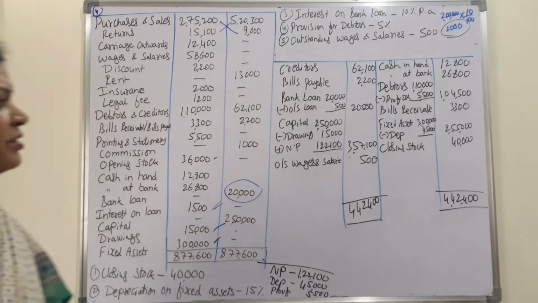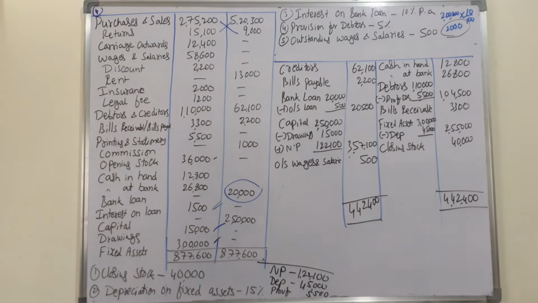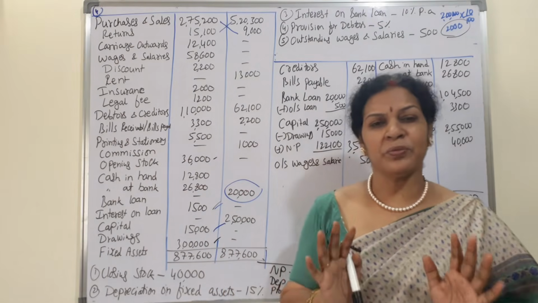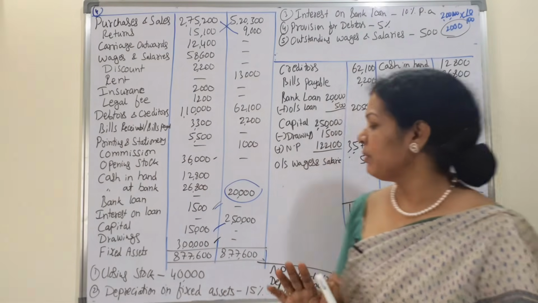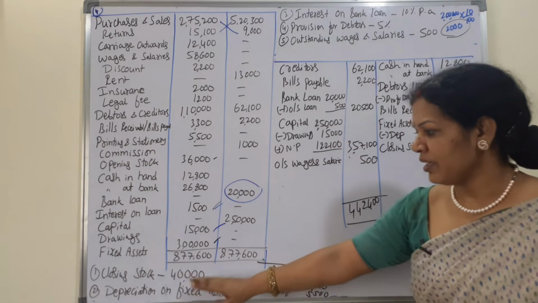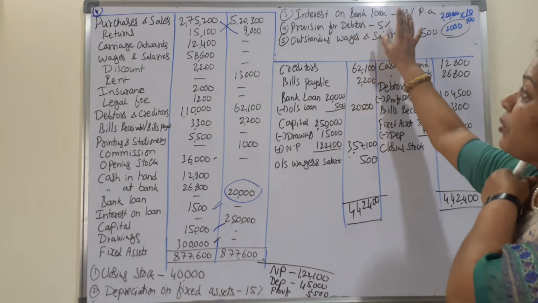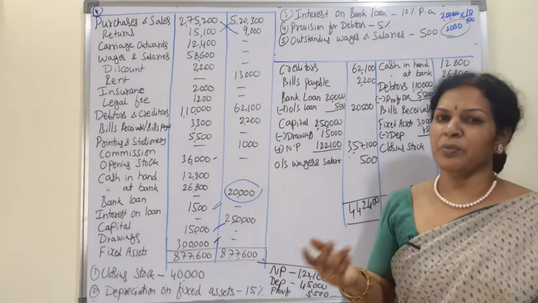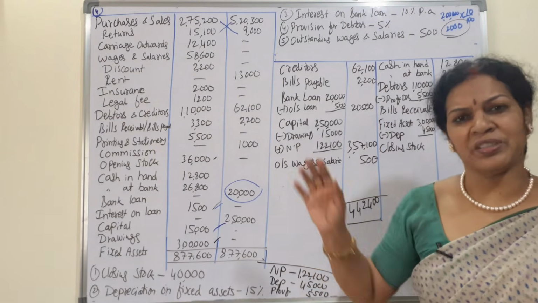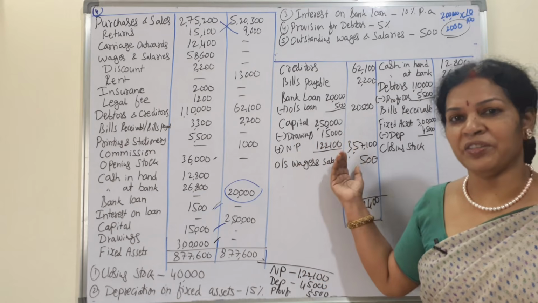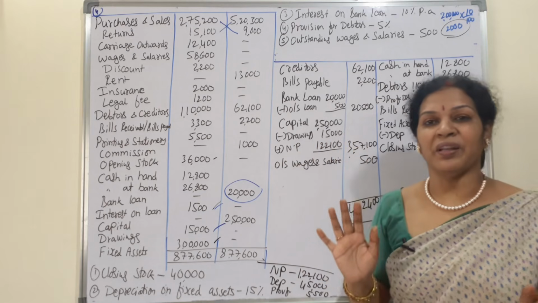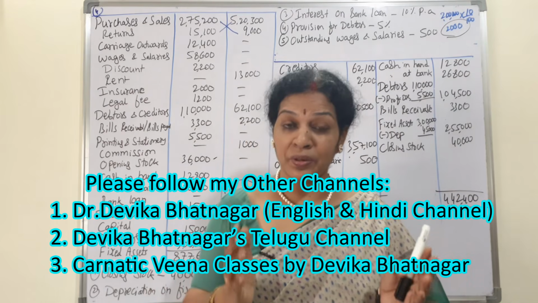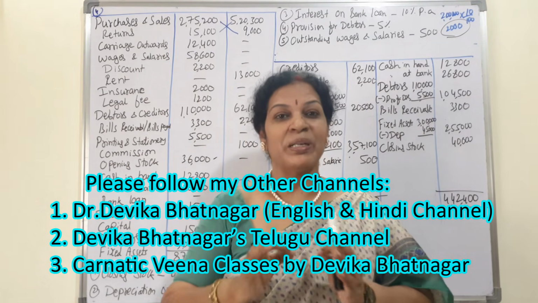Please note down this or take a screenshot. Hope I am clear with this problem. In this problem, the main things you have to remember: depreciation, closing stock, interest, you have to be very careful. And provision for debtors. Provision for debtors is always a loss, debit side of the P&L account, and in the balance sheet deduct it from the debtors. Simple.